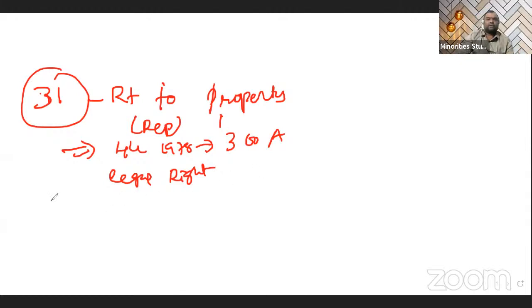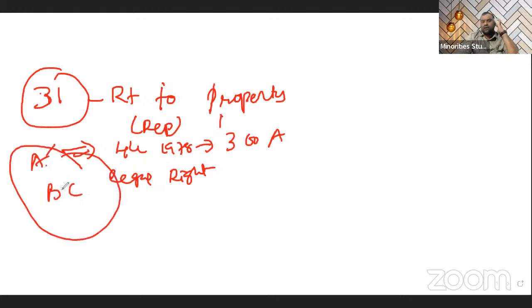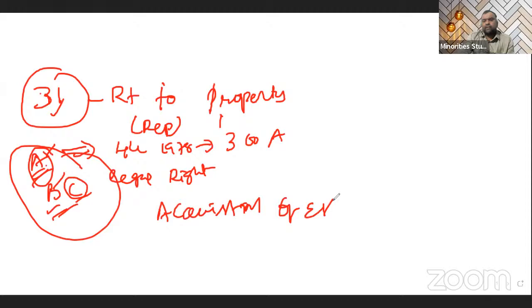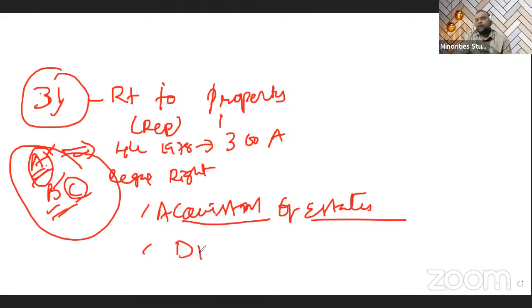But, very important, Article 31A, 31B, 31C are also there. Acquisition of estates, implementation of DPSP. 31 is repealed, 31A, B, C are there. This article talks about the acquisition of estates. Whoever has estates, the state can acquire your estate. The next one is implementation of the DPSP, the Directive Principles. We'll discuss the DPSP later. DPSP articles can be implemented.